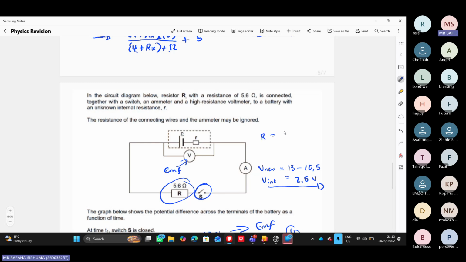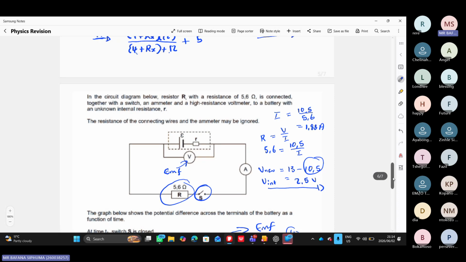In order to find the current through resistance R, you can just use your Ohm's law, which is R is equal to V over I. The resistance there is 5.6. Your voltage, you have to use the external, which is 10.5 divided by I. And then you cross multiply there and you have I is equal to 10.5 divided by 5.6. And what answer will you get here? 1.88. That's what we have over there.